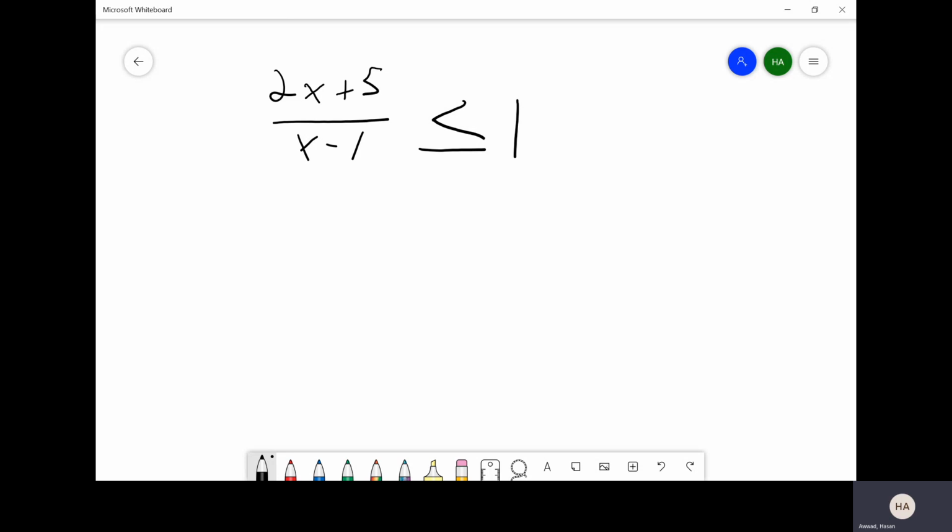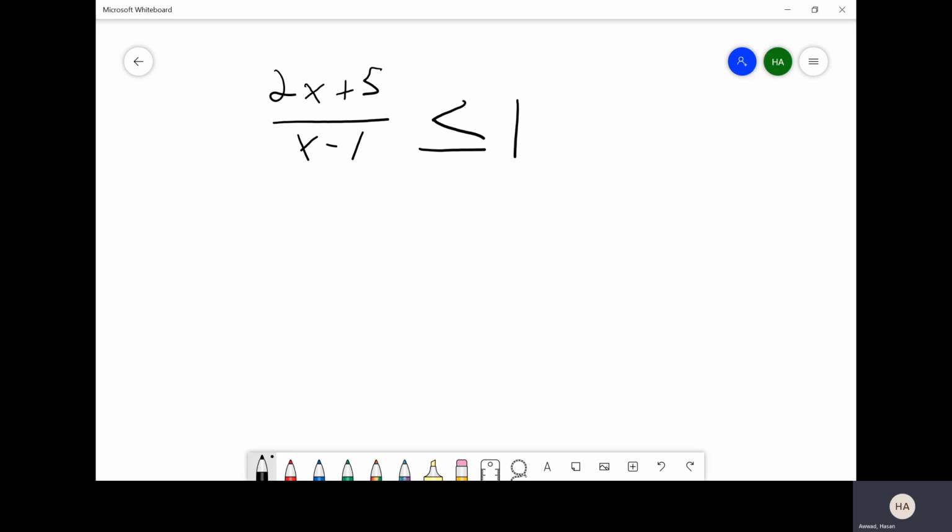Well, we have to do the same thing here. And what I mean by that is we have to move that 1 over, because we want a 0 on one of the sides. That way we can test whether it's positive or negative, right? By definition, if it's less than 0, then it's going to be negative. If it's greater than 0, it's going to be positive.